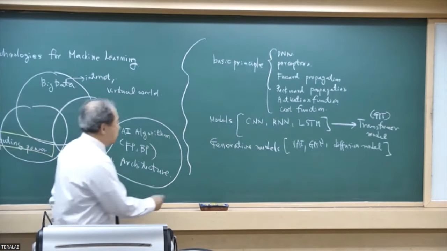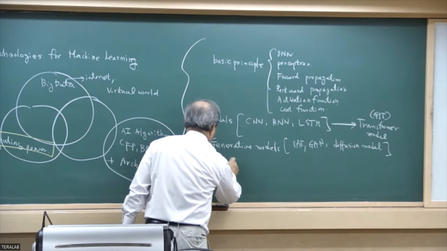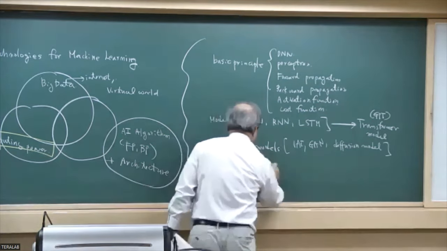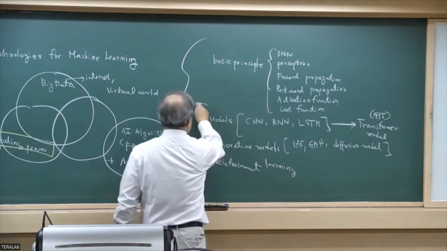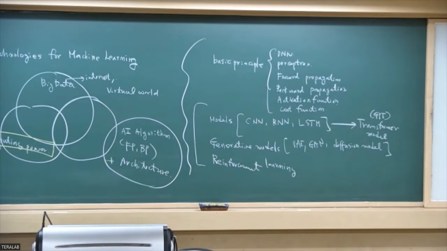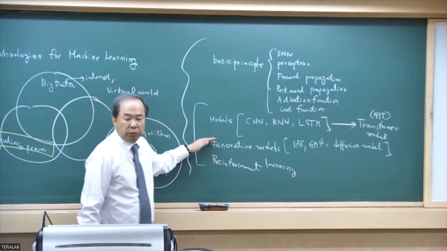And then at the end of the class, I'm going to give you reinforcement learning. Reinforcement learning was initially used for AlphaGo. It is a kind of optimization algorithm. But by combining this optimization algorithm with these generative models, we can improve the performance of machine learning.